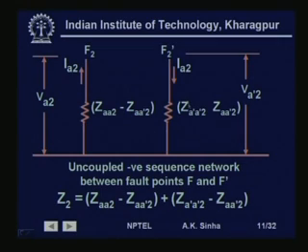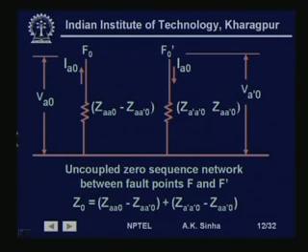So, the impedance offered by the network to this current will be this impedance plus this impedance. So, we can write Z2 is equal to ZA2 minus ZA'2 plus ZA'2 minus ZA'2. So, this is the total negative sequence impedance seen by the current for the network, or this is the negative sequence impedance of the network for this system.